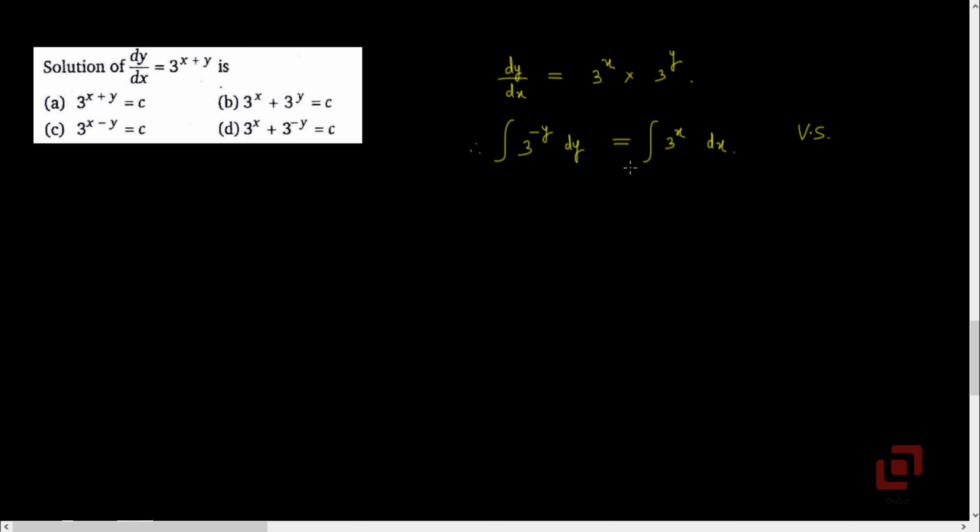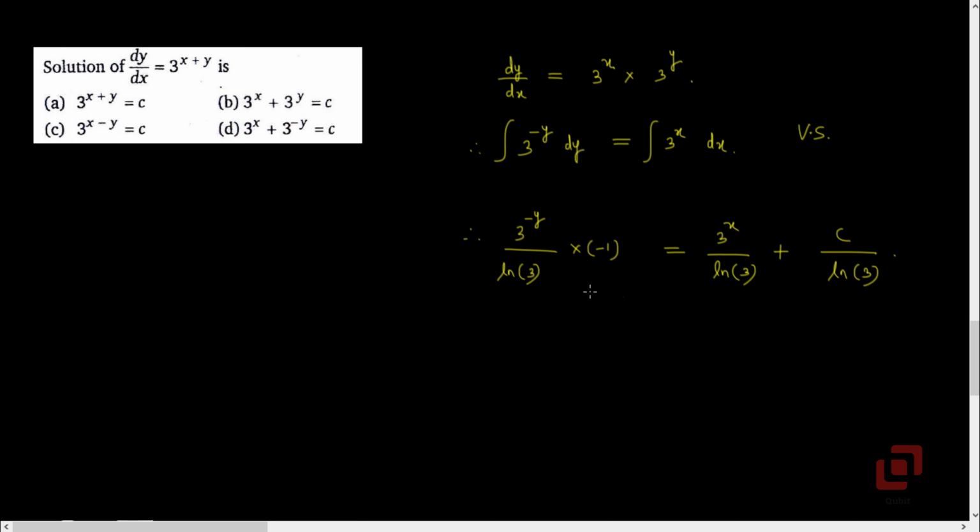Let's integrate both sides. Therefore, 3 to the power minus y divided by log of 3 into minus 1. Do not forget that y has a negative sign, equal to 3 to the power x upon log of 3 plus c. But as log of 3 is present in both the terms, let us also divide the constant c by log of 3. That is perfectly fine.